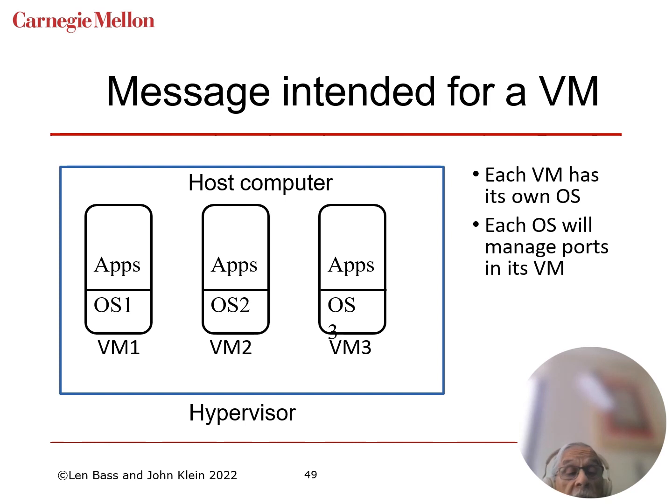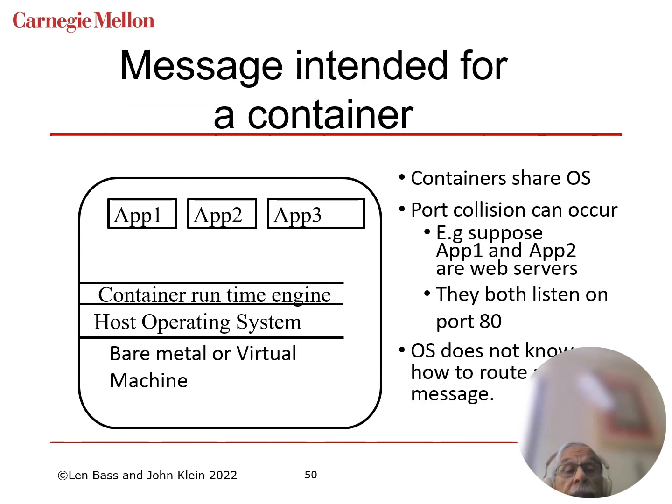So a message intended for a virtual machine goes through a hypervisor and goes to the virtual machine. Okay, so that has an IP address. And then within that, the operating system figures out what the port number is and sends it to the app.